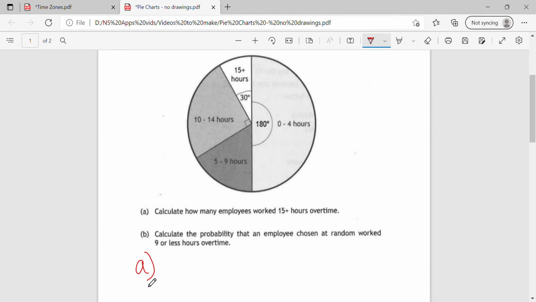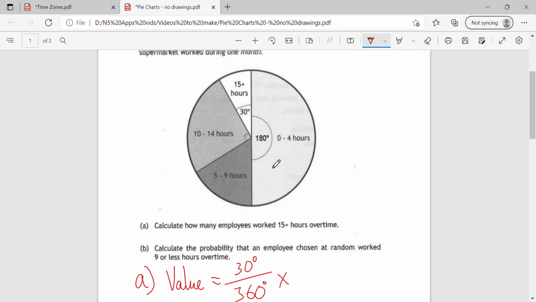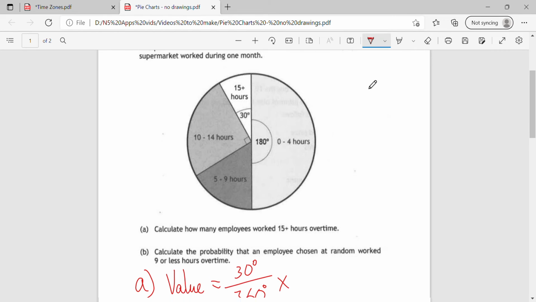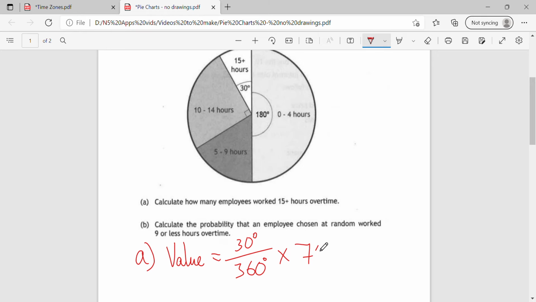So for part A, we are wanting to find out the value of this sector here, so 15 plus hours. So to work out the value of that, we take the angle, which is 30 degrees for that one, divide it by 360, and multiply by the total. In this case, it's the total number of employees, which is 72. So we're multiplying that by 72.